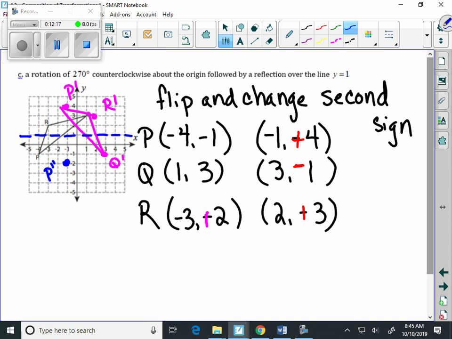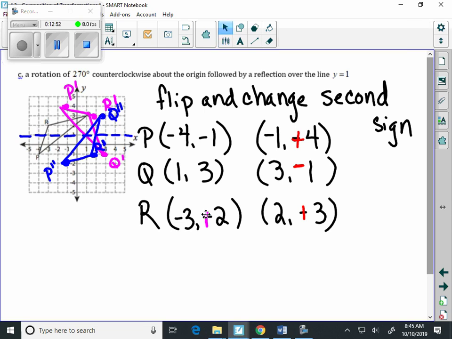R is 2 spaces away from the blue line. So on the other side, we're going to have 2 spaces away from the blue line. There's our R. And Q is 2 spaces away from the blue line. So on the other side of the blue line, 2 spaces away. Here's our new Q. We can draw our picture here. And again, maybe using colors might be helpful for you. Nothing new, but we're doing more than one.